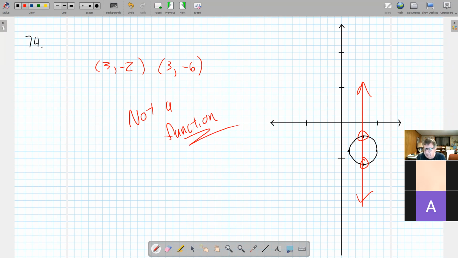Alrighty, so basically this is getting to understand function notation a little better and extracting information off a graph of functions or non-functions. Okay, that's all I've got for you today.